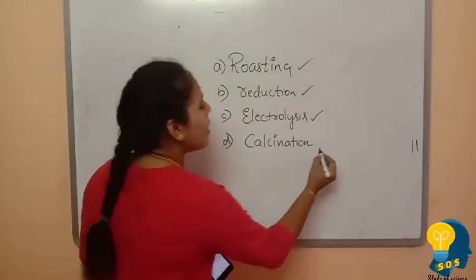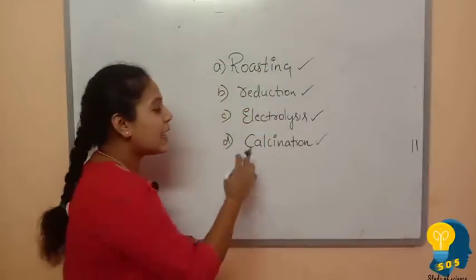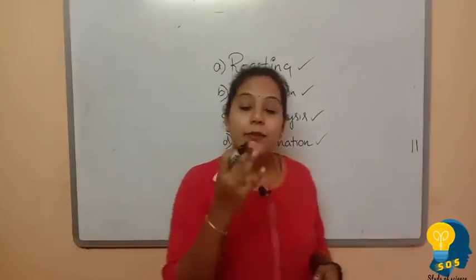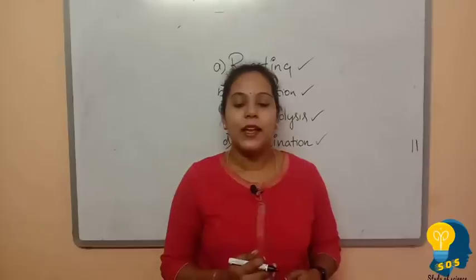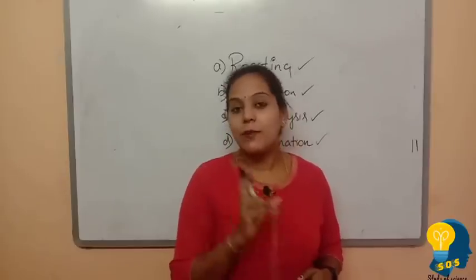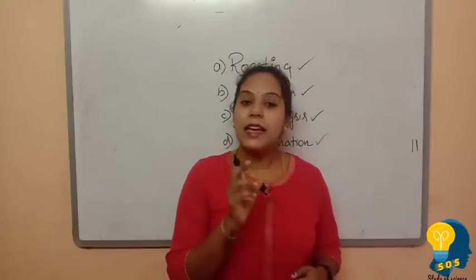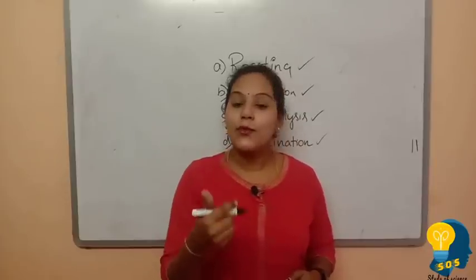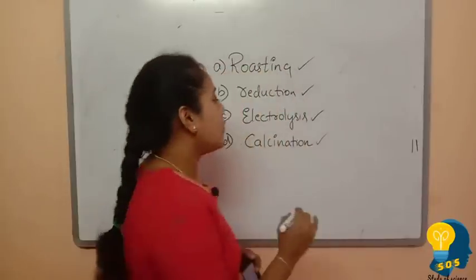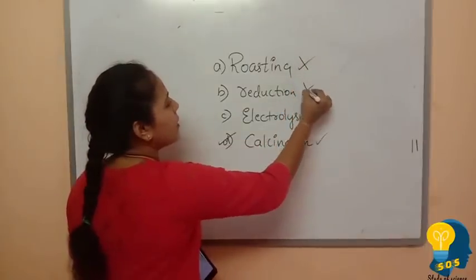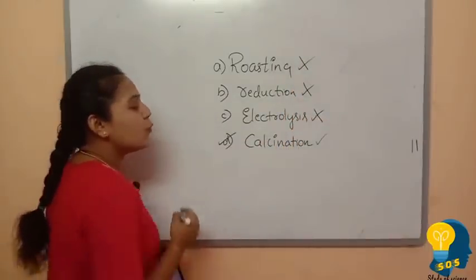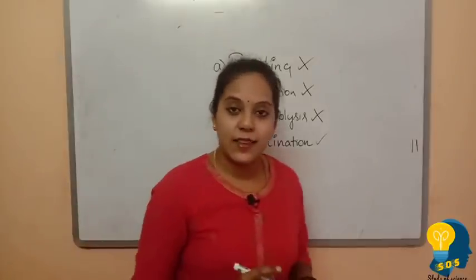So moving to the last option, calcination. Calcination is nothing but the conversion of carbonate ore into its metal oxide. When I was explaining the lesson, I told you that calcination is a process of conversion of carbonate ore. So the correct answer is option D. Not the first one, not the second one and not the third one. The fourth option is the correct answer.